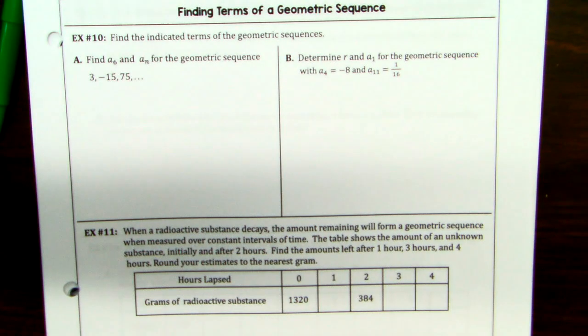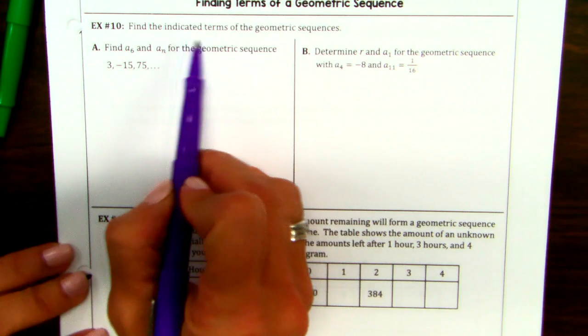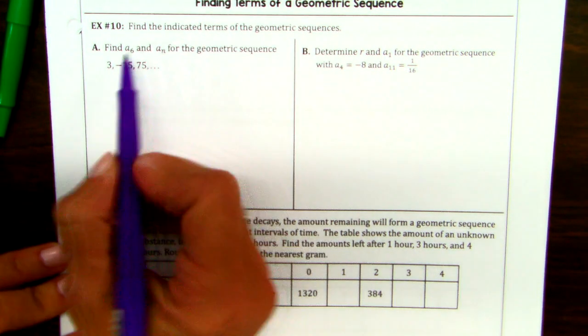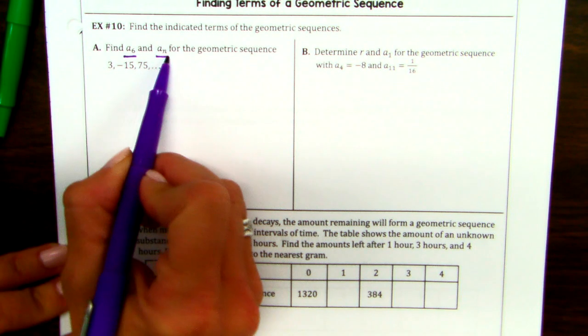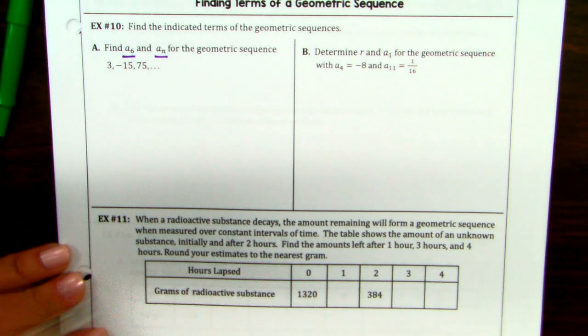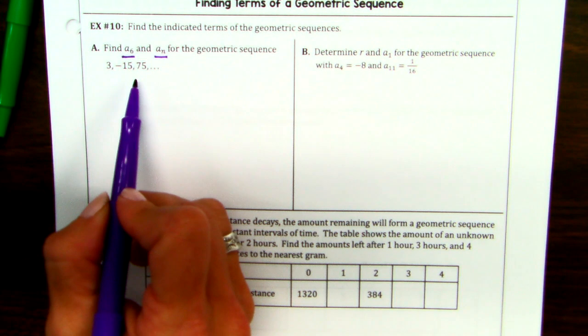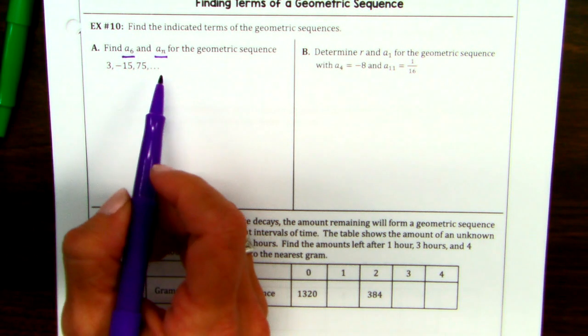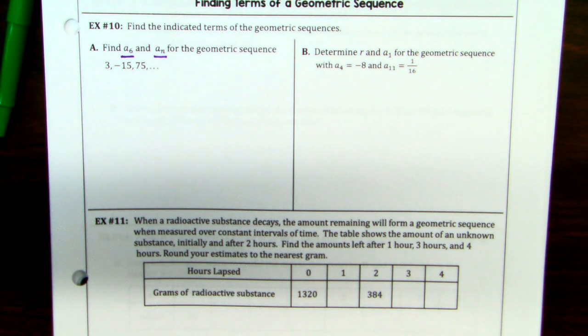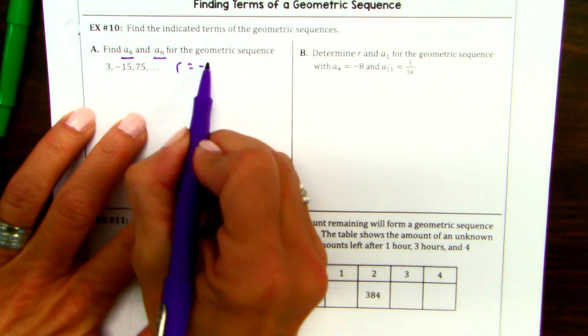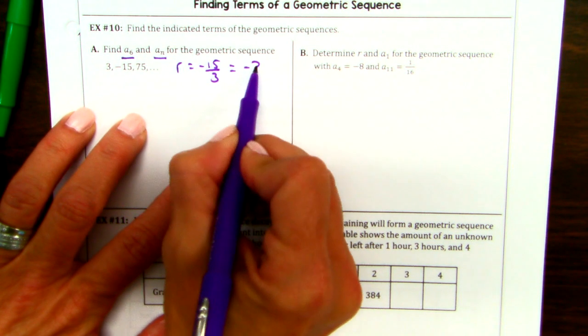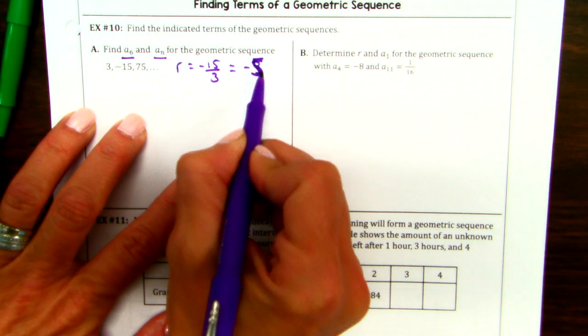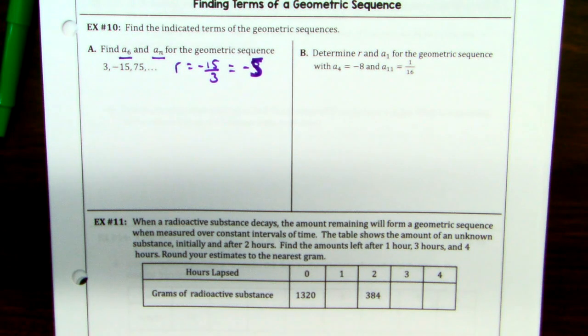Okay. So kind of following the order of types of problems we did yesterday, find the indicated terms of the geometric sequence. So this says to find a sub 6 and a sub n for the geometric sequence. So understand, it's telling us that this is geometric. I don't need to do a test. I don't need to put a whole bunch of fractions together to make sure they're the same. If they're telling me it's a geometric sequence, all I need is to find the R. Oops, that's a negative 5. Sorry. So negative 15 over 3, or 75 over negative 15, R is negative 5.